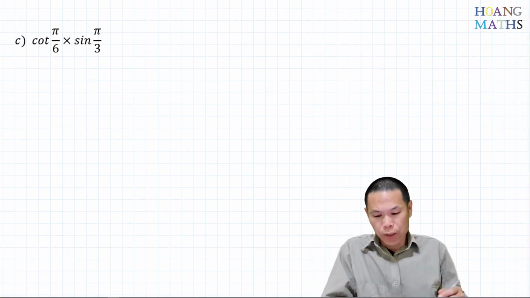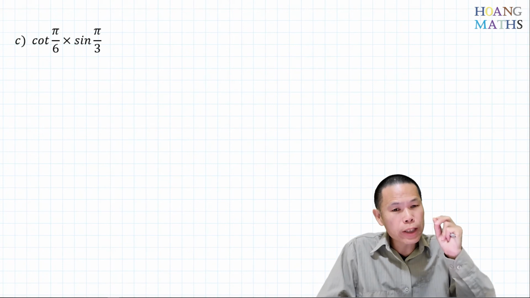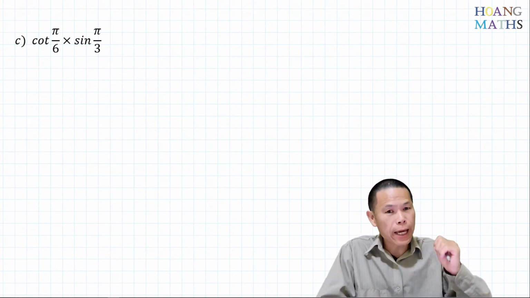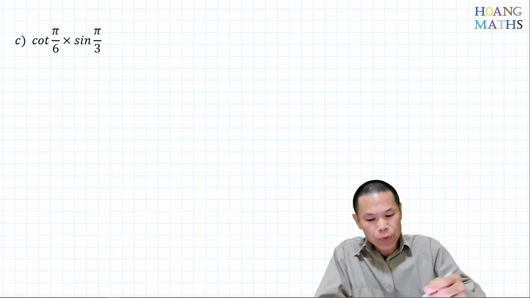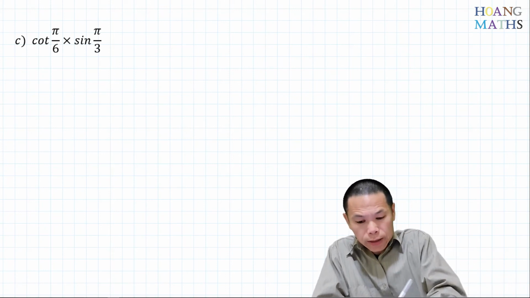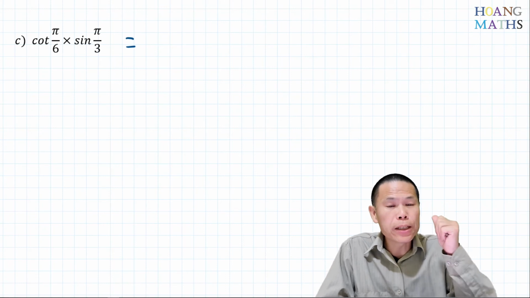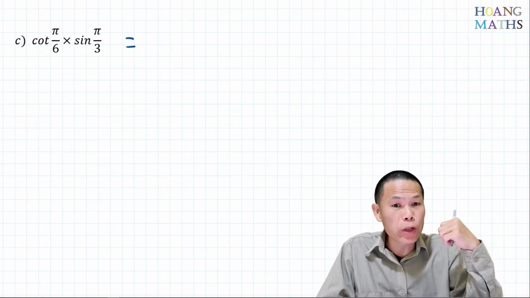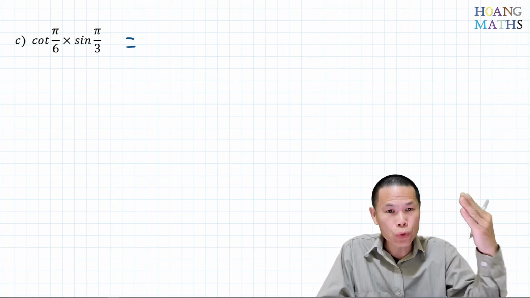Part C. So cot. Now, cot is 1 over tan. And we just need to focus on tan and then we just flip it. That's it, okay? So again, tan of pi over 6 is 1 over root 3. And then we just flip it, become root 3 over 1. That means it becomes root 3.